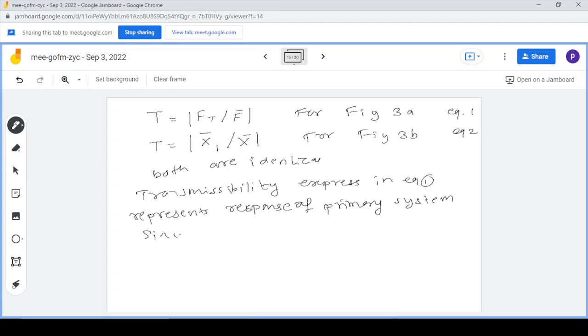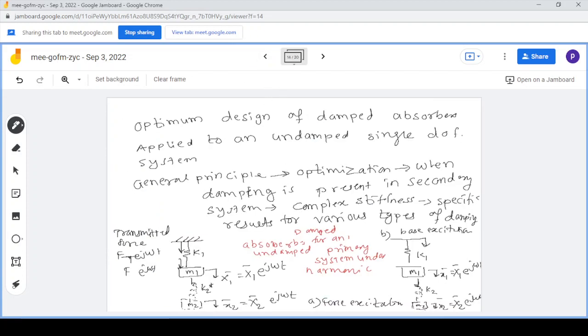since x1 is equal to Ft by k1. We know this expression, and how do we know this? Because we know that force is equal to kx, right? So we can say that x is equal to F by k. So x1 is the displacement of the primary mass, and this will be dependent upon the force transmitted divided by the stiffness k1. Look at this figure, right? This x1 will be dependent upon what? Force transmitted Ft divided by the stiffness k1. Okay.